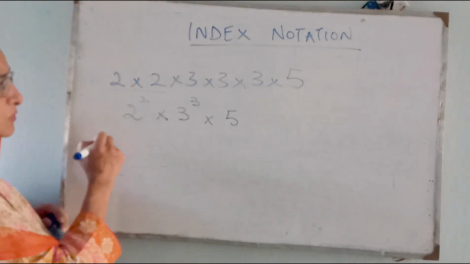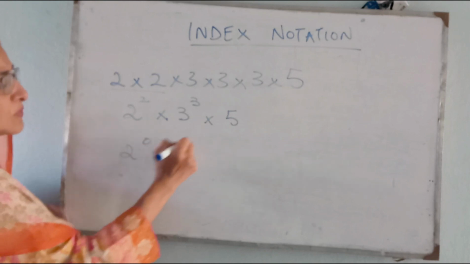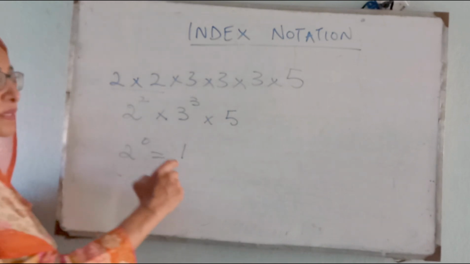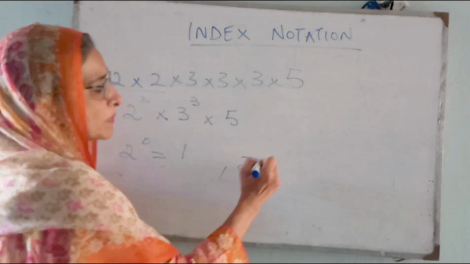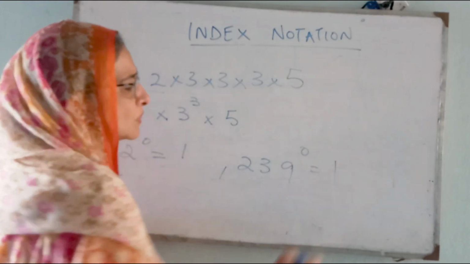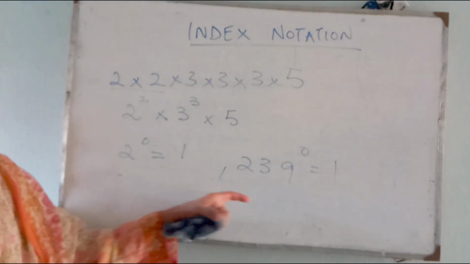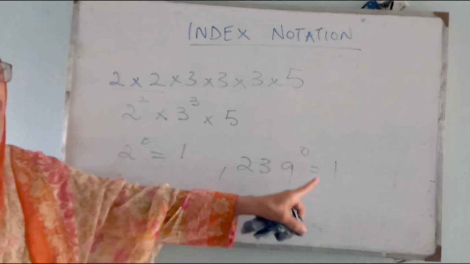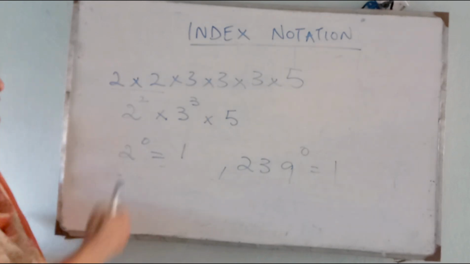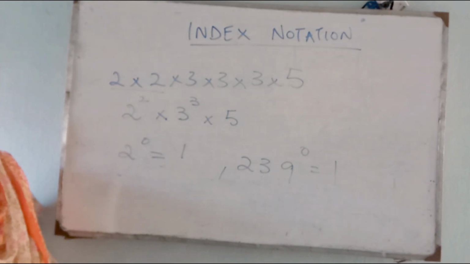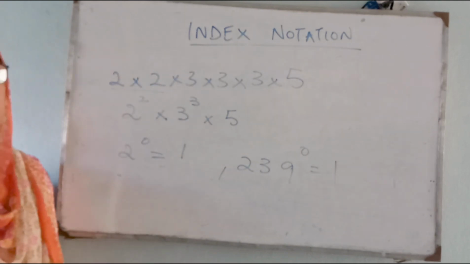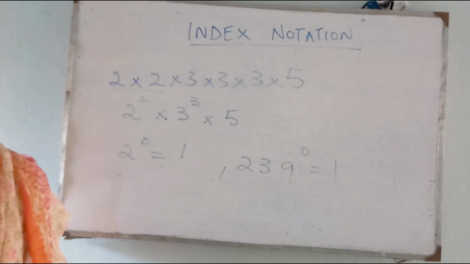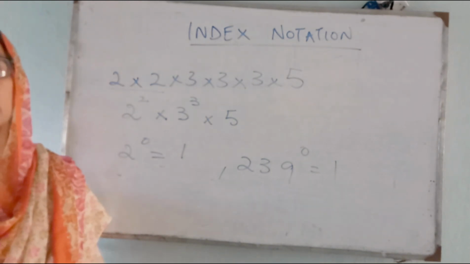And remember, in index notation, anything raised to the power 0 is equal to 1. Any base which has a power 0 is equal to 1. It can be any number. 239 raised to the power 0 will also be equal to 1. So any base raised to the power index 0 is equal to 1. This is the index representation, or the representation of a number in the form of index notation. This will be helpful in finding out the prime factorization of your questions in the next lesson.